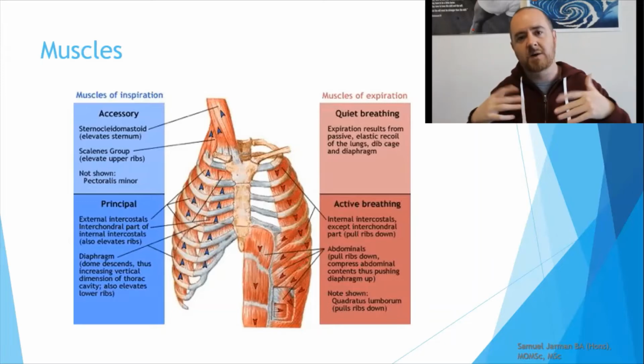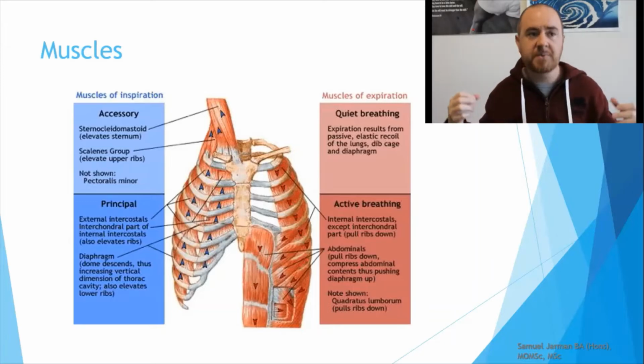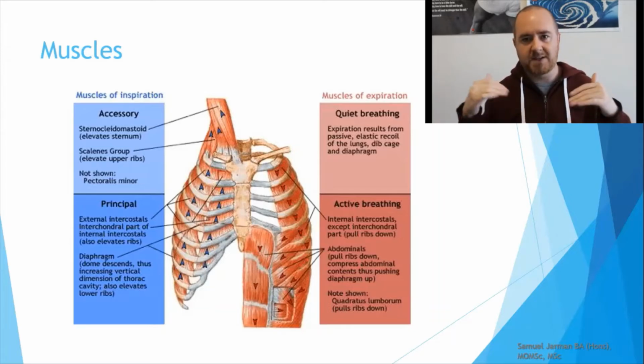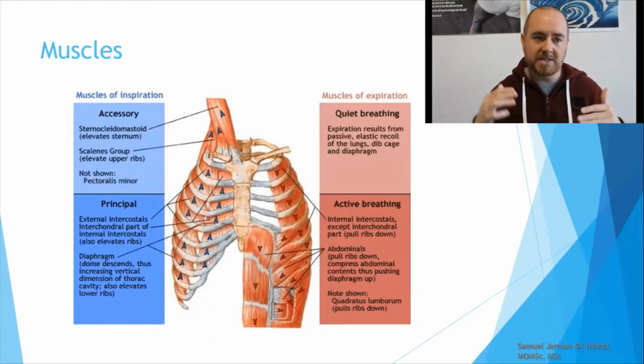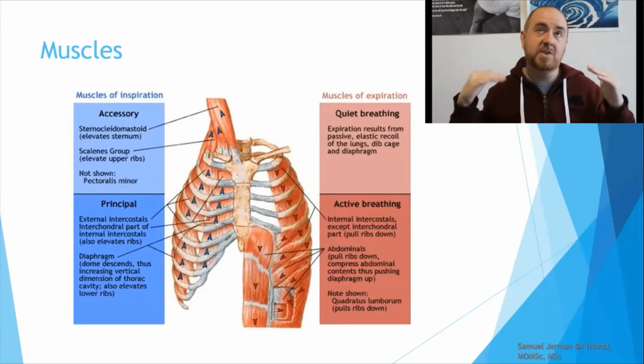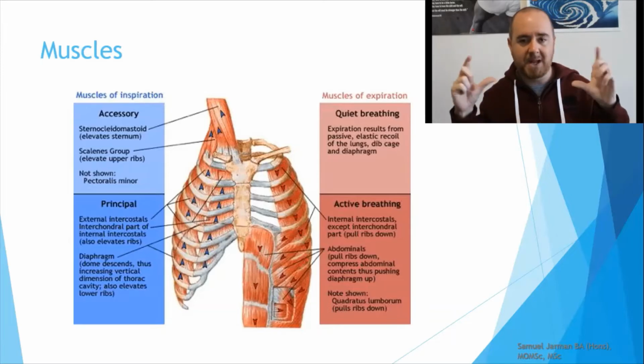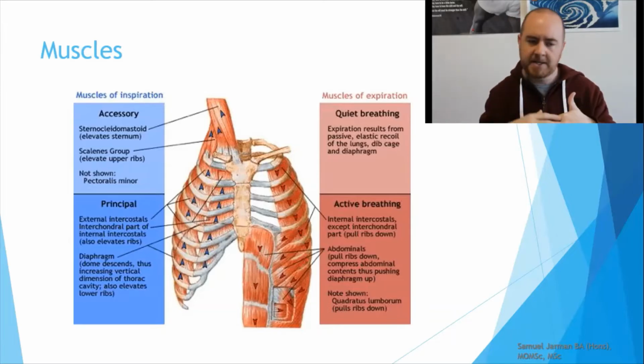Descent of the diaphragm, increasing the size, or the volume, of the thoracic cage, will drop the pressure. Then the elastic recoil, as the diaphragm goes back upwards, produces a decrease in the size of the thoracic cavity, maintaining the contents but decreasing the size, which will increase the pressure, and then you get your pressure gradients.